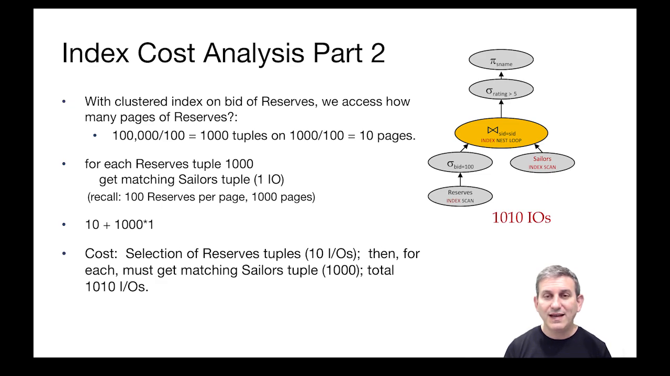All right, and so we're going to do 10 IOs in reserves, and we're going to do 1,000 lookups in sailors for a total of 1,010 IOs. All right, and this is actually the cheapest plan we've seen throughout this whole lecture.